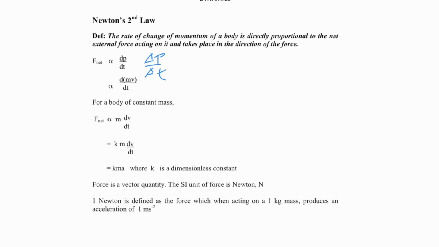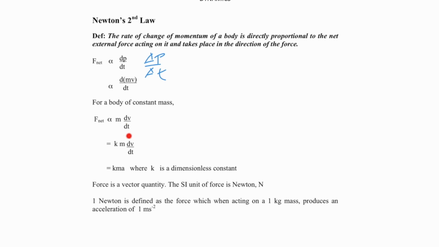Okay, so then what you can do is you can break down the momentum to mv. Then you must tell them for a body of constant mass. Now, why must you tell them body of constant mass? Because actually in Newton's second law, there are two branches from this. What we learn in A levels is for constant mass. So what we can do, we can take out the m. Then it becomes dv/dt.